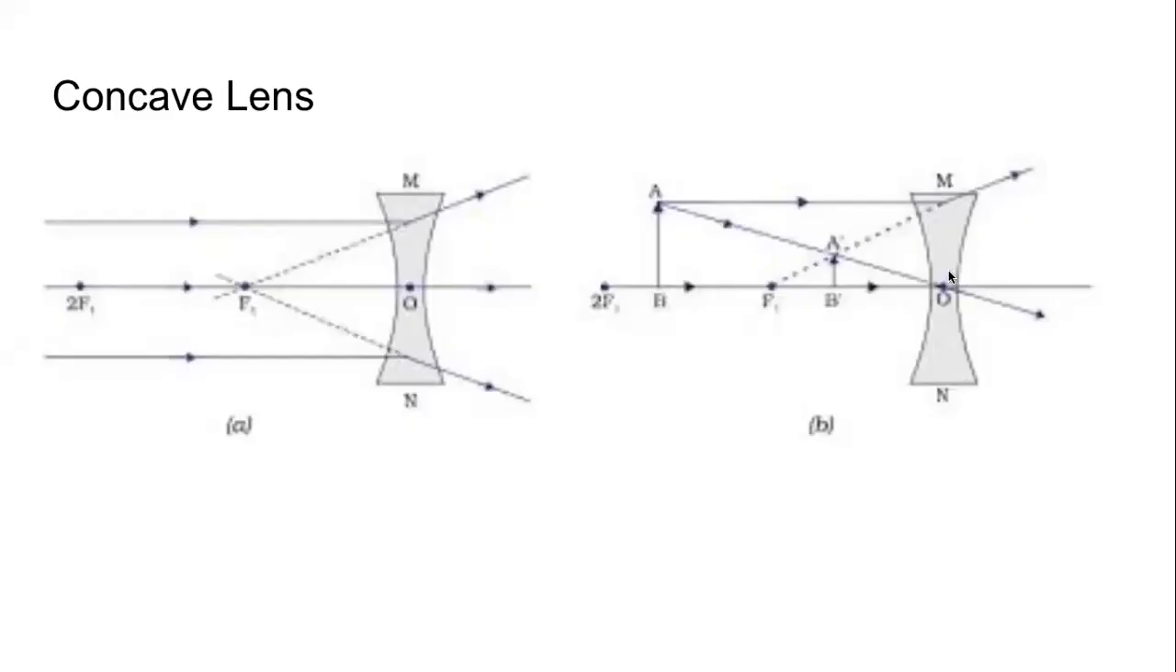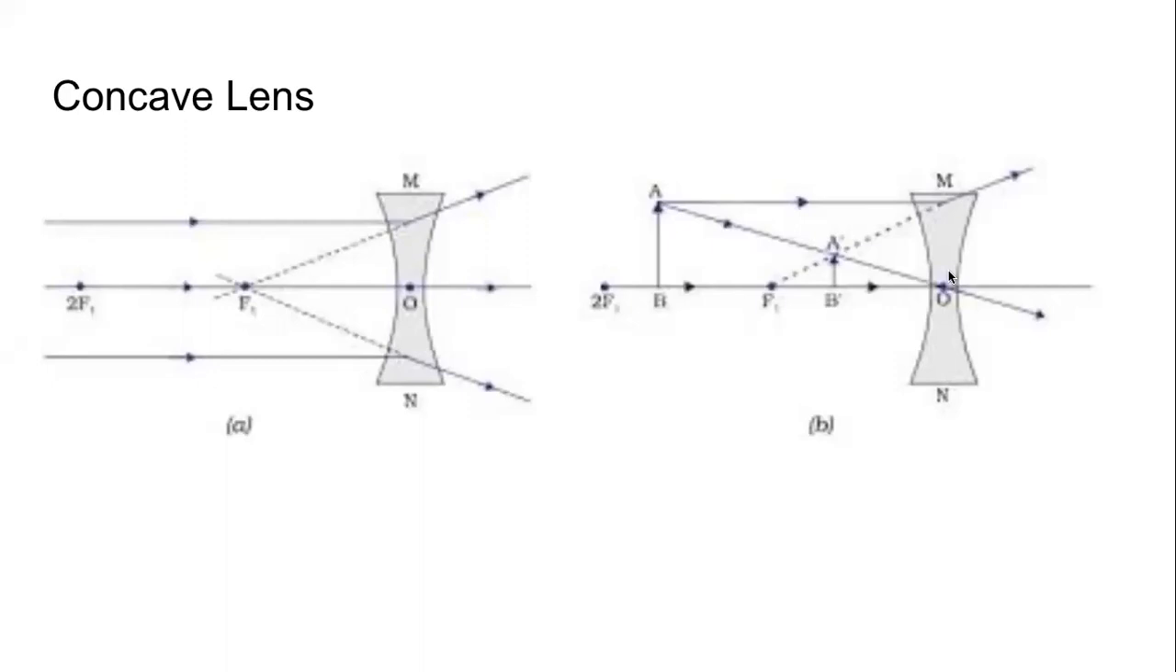Concave lens is simpler. Simpler in the sense it has only 2 possibilities. Concave lens behaves very similar to convex mirror because both are diverging devices. They diverge the light. In convex mirror also, we did not study 6 cases. We only studied 2 cases. So in case of concave lens, we will only look at 2 cases.